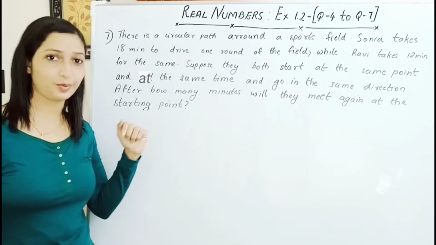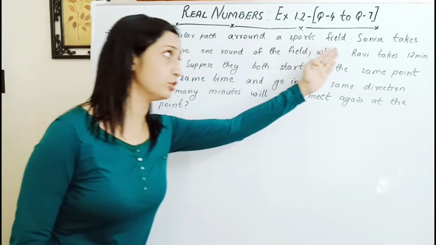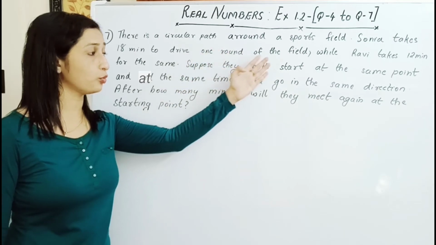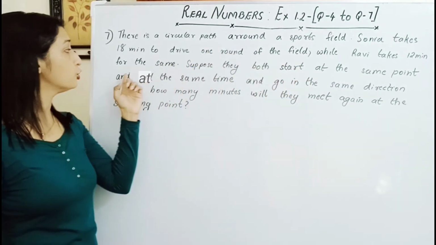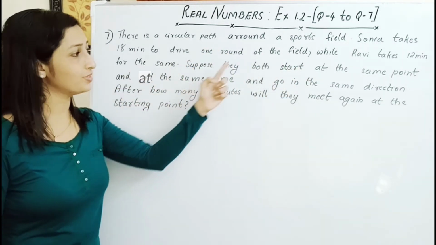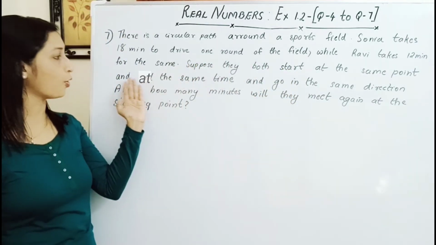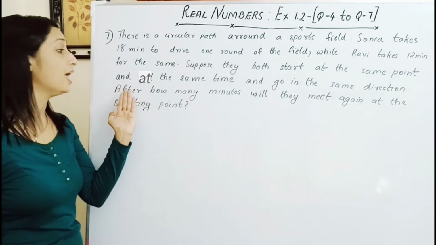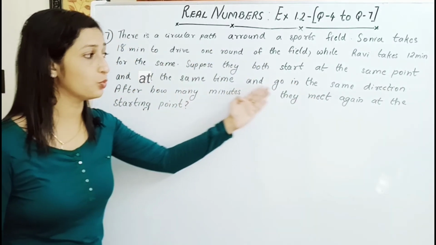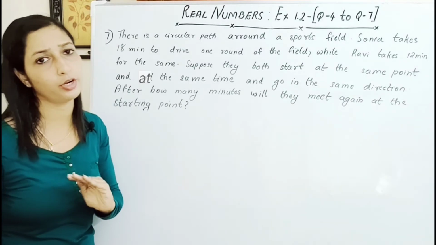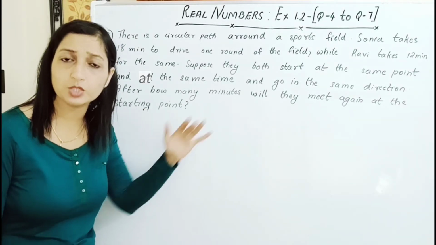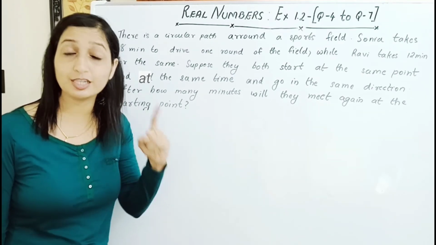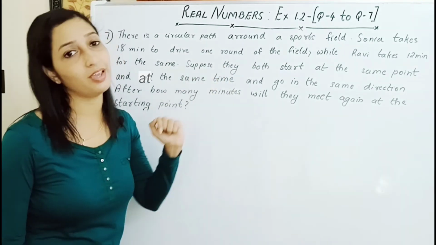So this is the 7th question. There is a circular path around a sports field. Sonia takes 18 minutes to drive one round of the field while Ravi takes 12 minutes for the same. Suppose they both start at the same point and at the same time and go in the same direction. Then after how many minutes will they meet again at the starting point? So to find out, what should you do? You need to find out the least common multiple of the times of Sonia and Ravi.